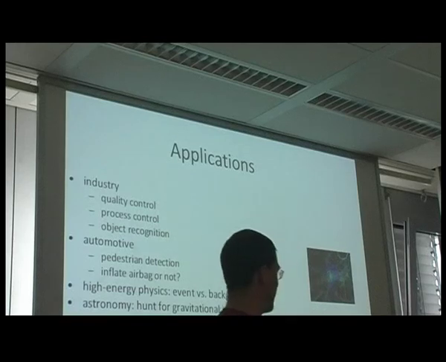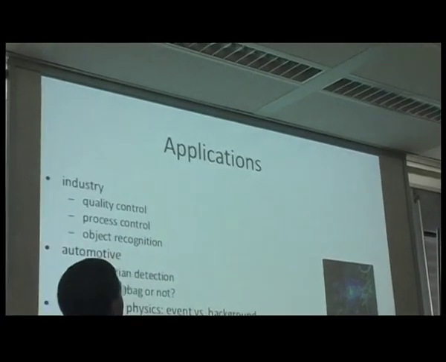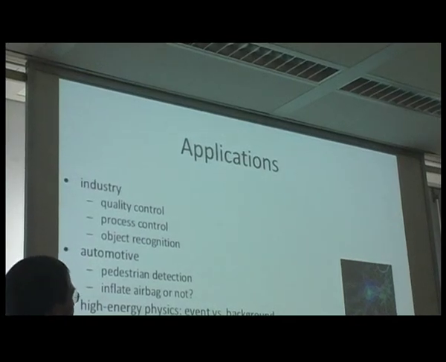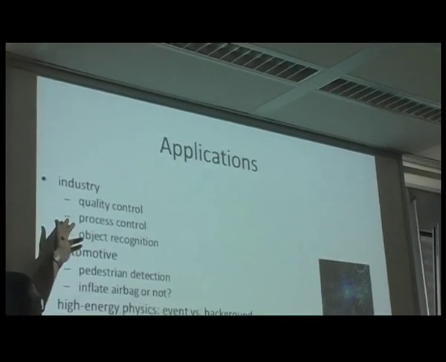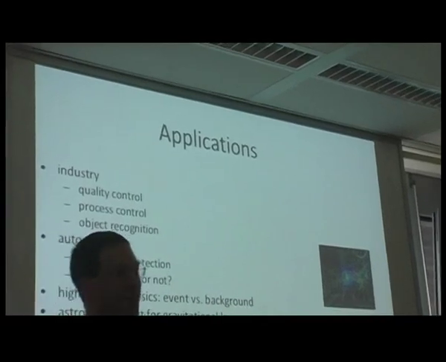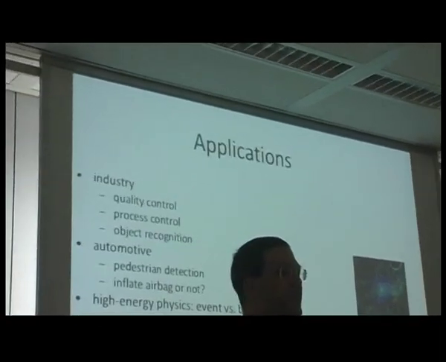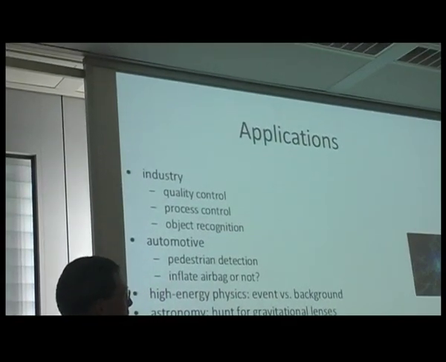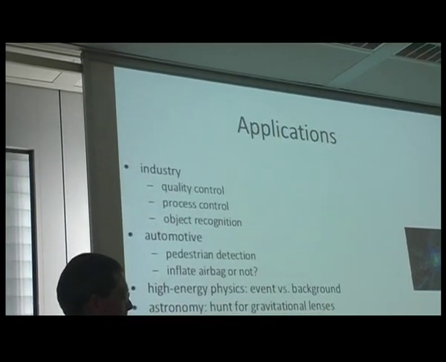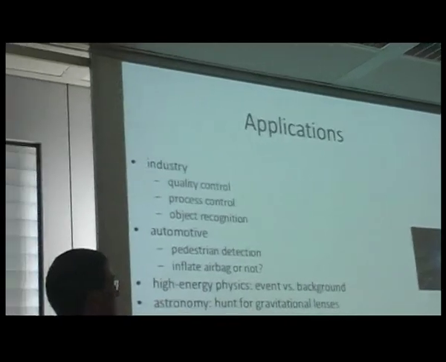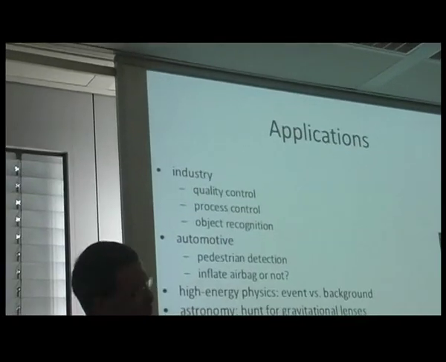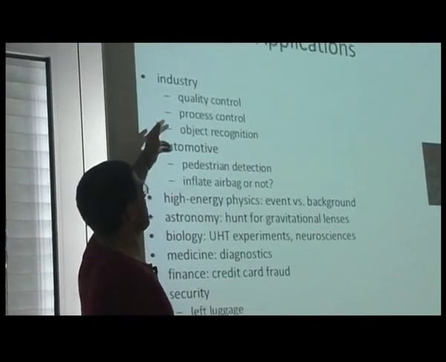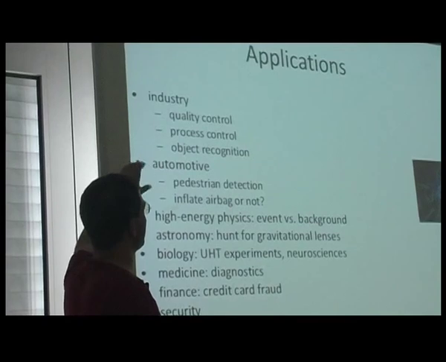So, what can you do with pattern recognition? I've given a very incomplete list of possible applications. So industry is interested. For instance, if you buy, let's say, your mobile phone, you want to make sure that there are no scratches on it. And nowadays you don't have human controllers, but you have cameras and computer vision algorithms checking your devices. So there's quality and process control.